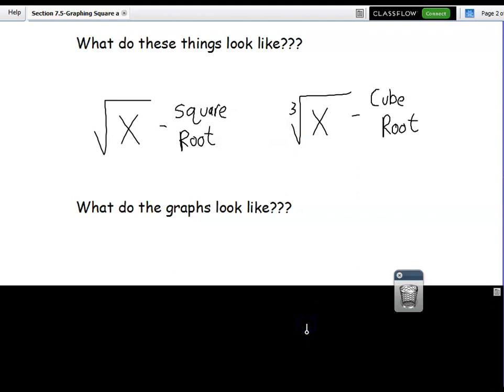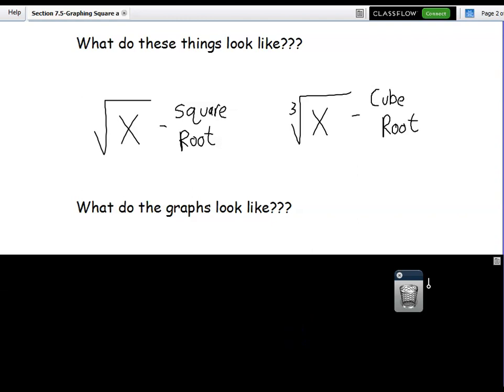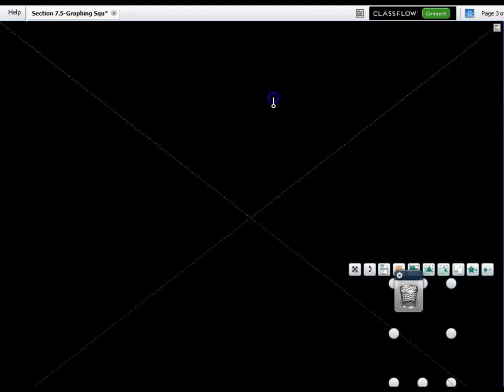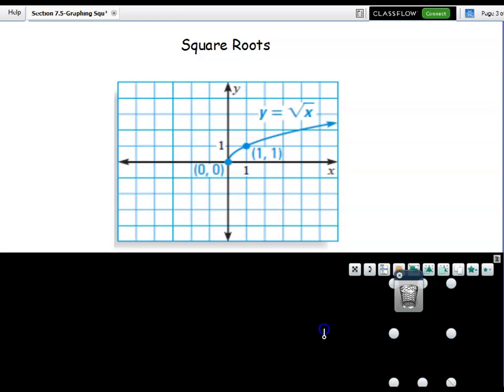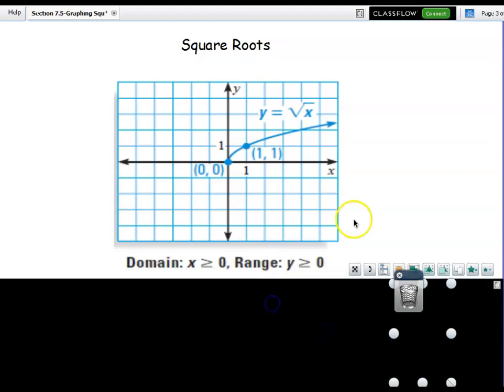Now the question is, what do these graphs actually look like? So let's start off with the square root. Square root is something you may have seen before, so it's something we are going to be able to go over. So let's take a peek at what a square root looks like. Now, a square root looks like this. It has a domain of x greater than or equal to 0, y greater than or equal to 0.